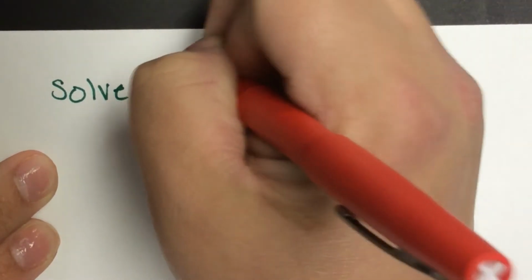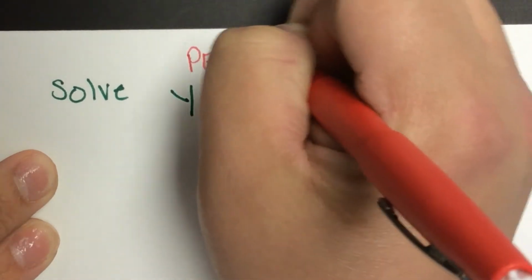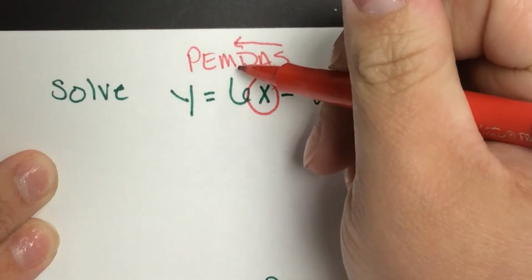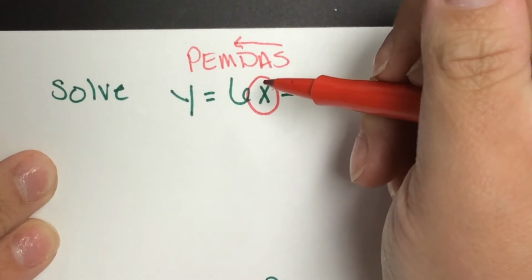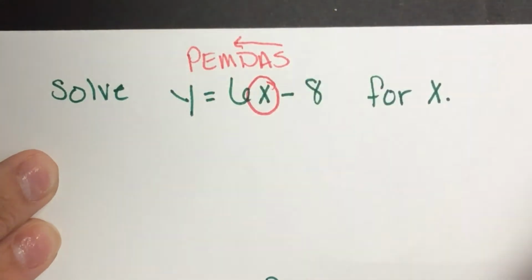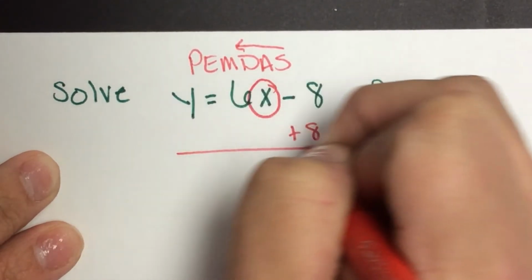So remember, we want to solve it using PEMDAS, but kind of backwards. I'm going to look for addition or subtraction to get rid of first, and then I'm going to look for multiplication and division to get rid of next. That's not always the case. There are exceptions to the rule, but that's a pretty good general rule to look for. So I see a subtract 8, which means I'm going to add 8 to both sides.